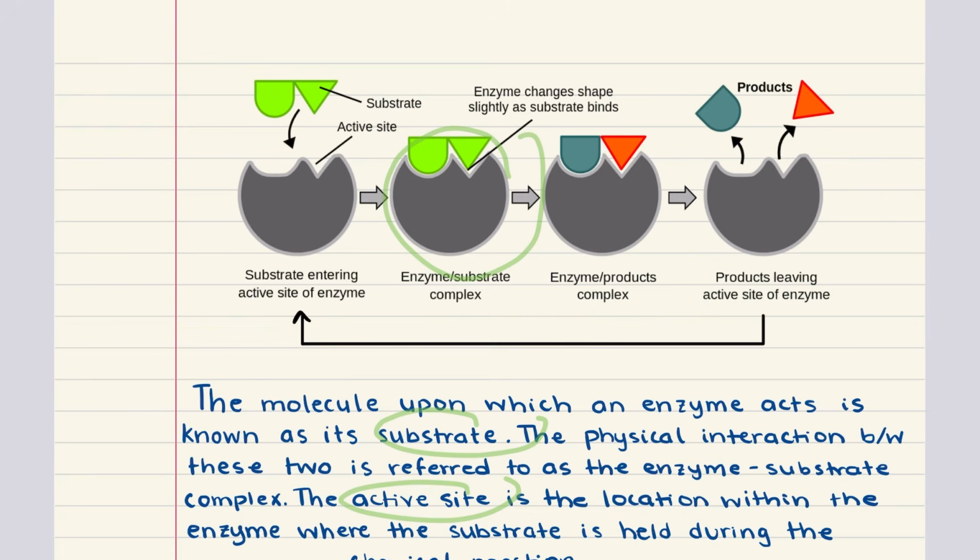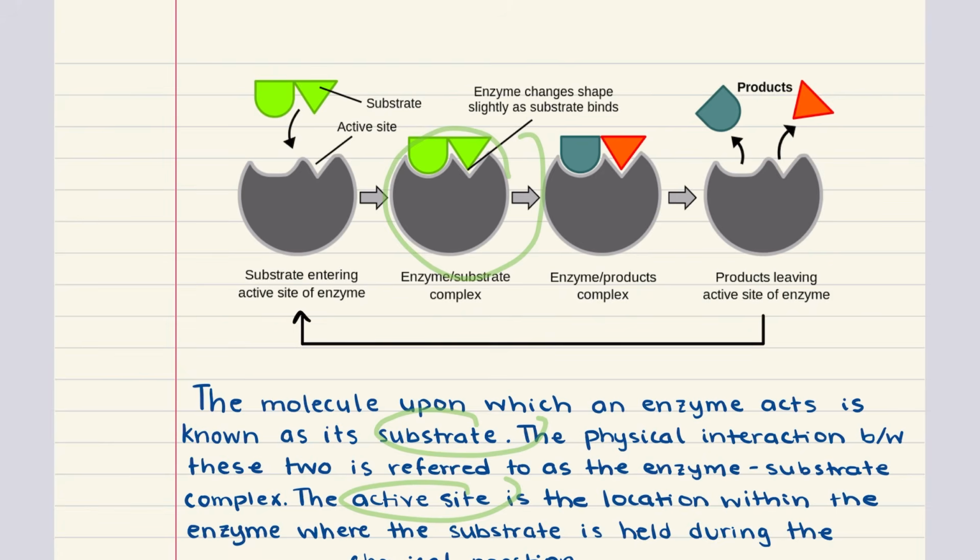You can think of the active site as a specialized pocket on the enzyme that's precisely shaped to recognize and hold the substrate. It's at this site that the enzyme performs its catalytic function, whether that means breaking bonds or forming new ones or rearranging atoms.